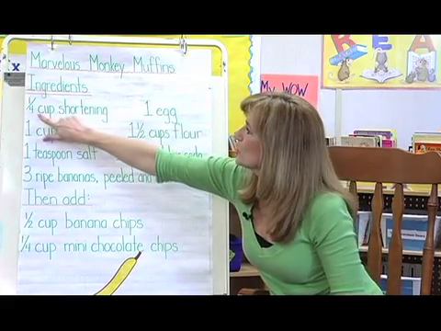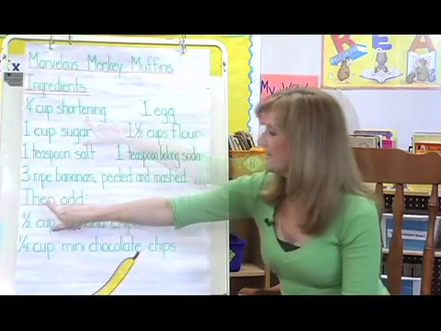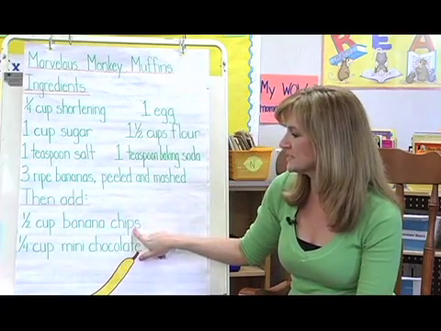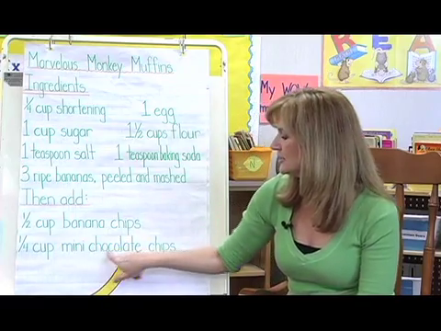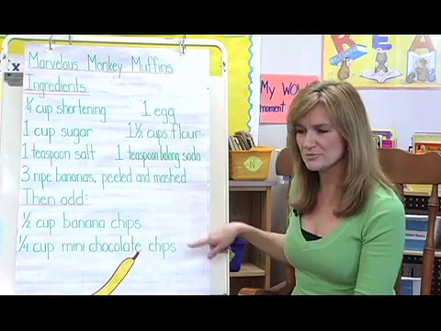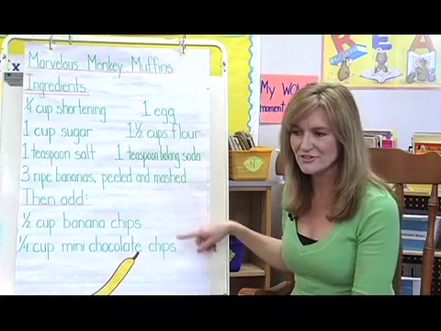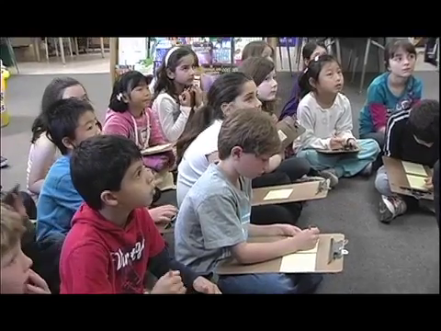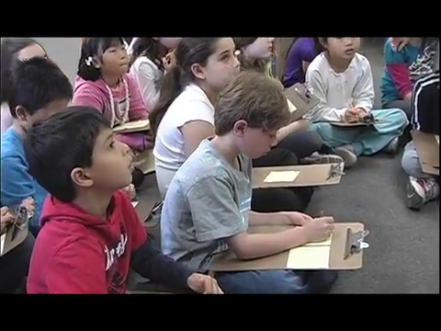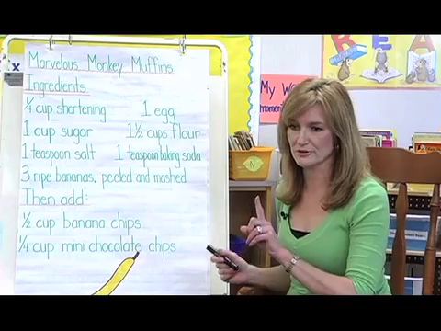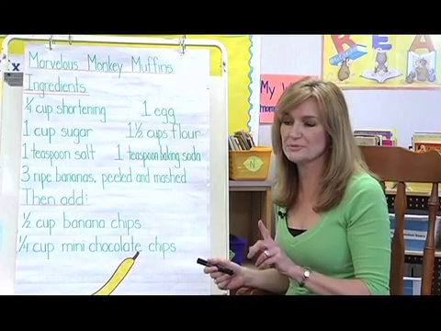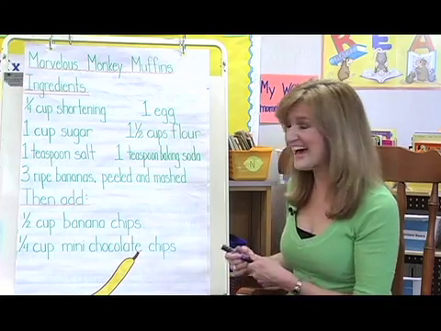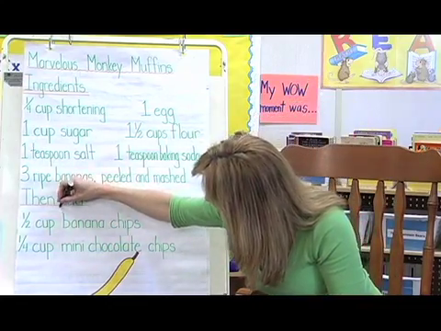Ingredients. We need 1/4 cup of shortening. Then add 1/2 cup banana chips. 1/4 cup mini chocolate chips. Did you see any verbs at all in our ingredient list? Were there any verbs? If you did see one, can you write it down on your sticky note? And if you didn't see any, don't write it down. I saw one verb, one action word that told me to do something. Did you see one, Ryan? Add. Thank you. Add is our first verb.